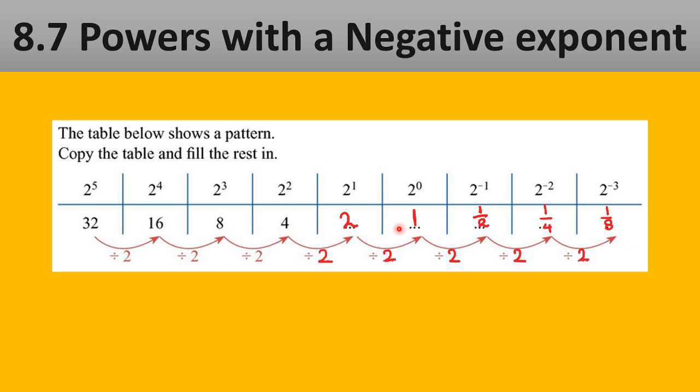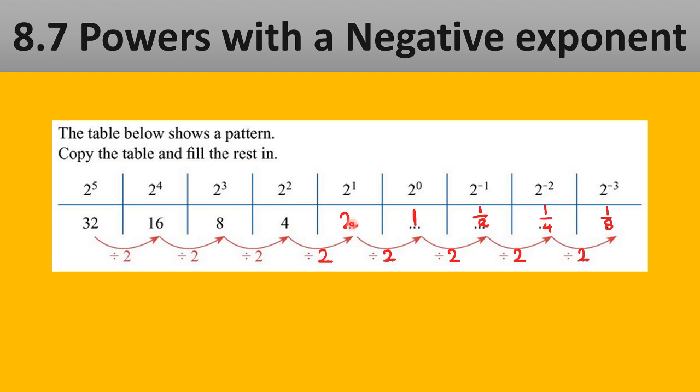And strangely enough, maybe, you'd think that 2 to the 0th power would be 0, but that's going to be 1. Then 2 to the power of minus 1 is a half, 1 divided by 2. And 2 to the power of minus 2 is going to be 1 over 4. This is going to be 1 over 8.